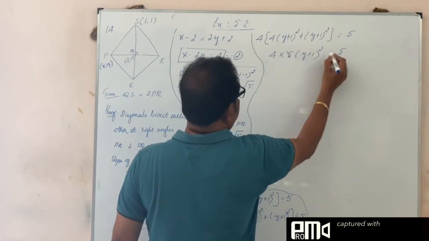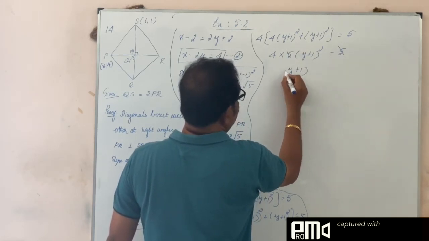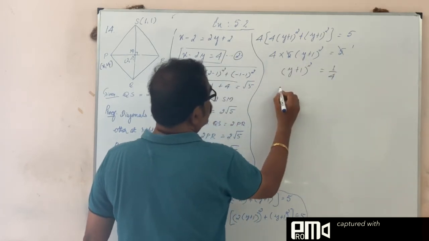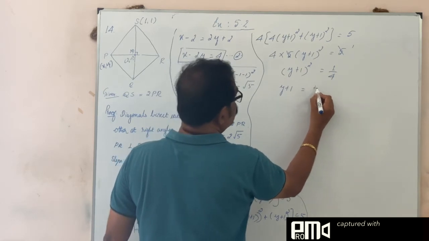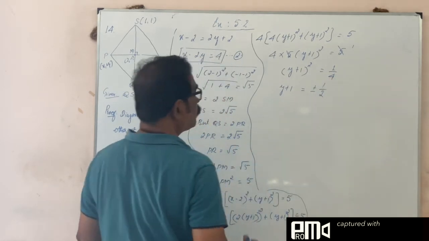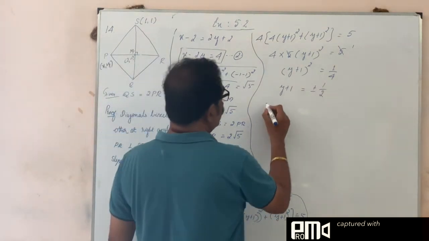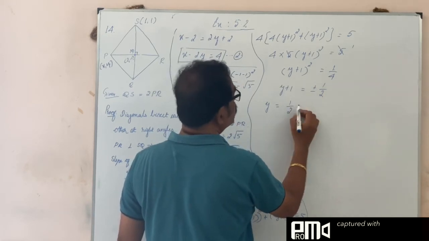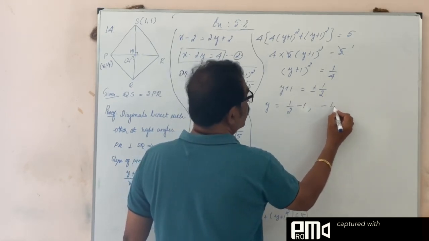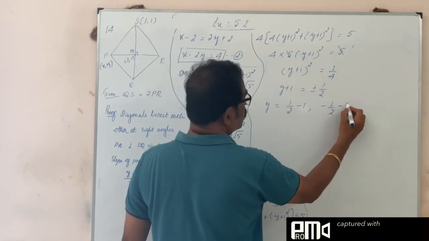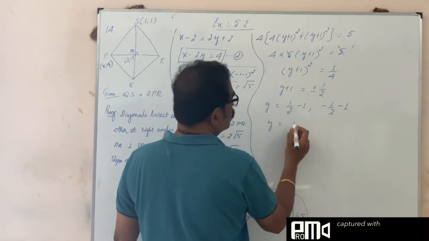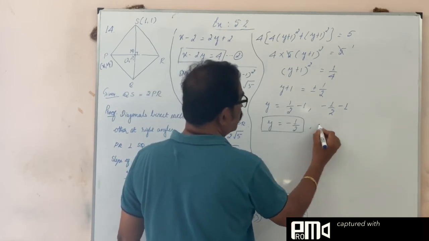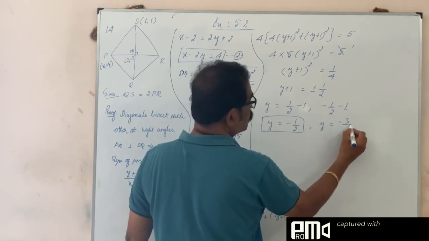5 cancel. So (y plus 1) the whole square is equal to 1 by 4. This 4 goes there. So what is y plus 1? y plus 1 is plus or minus 1 by 2 when you take the square root of 1 by 4. So y is equal to, we have two results. If it is plus 1 by 2, this plus 1 goes there and becomes minus 1. If it is minus 1 by 2, plus 1 goes there, becomes minus. So y is equal to 1 by 2 minus 1, minus 1 by 2, one result. Another result, y is equal to minus 3 by 2.